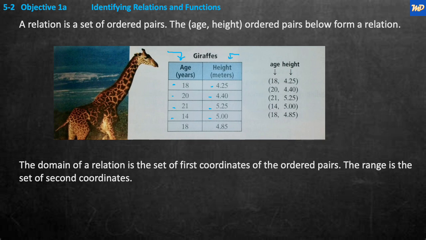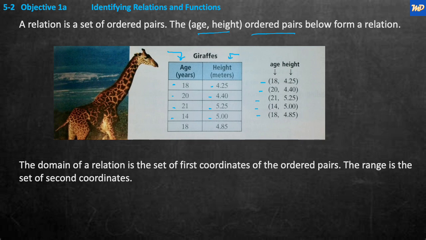Just to put that in the back of your mind right now, you're going to see now that they put it into these ordered pairs, where they're the age, comma, height. So it's 18, comma, 4 1/4, right here, 20, comma, 4.40, 21, comma, 5.25, 14, comma, 5.00. These are meters on the end there. And at age 18, we had another giraffe, or how we got two values, or maybe this is the same giraffe, but at age 18, they measured it twice, and it grew a little over half a meter in that 1 year. So that's what we're getting out of here, okay?